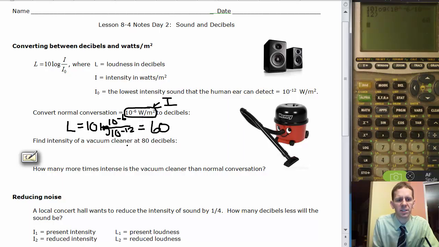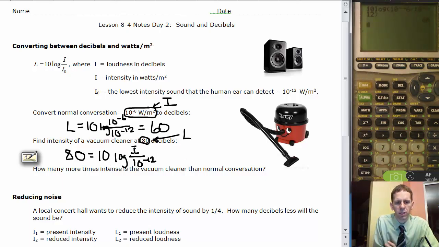To find the intensity of a vacuum cleaner at 80 decibels, which is obviously louder, we're going to convert this to intensity by using the same formula, but this time we know the loudness. It's 80. This value is an L value, and we're going to try to figure out what I is equal to. So back to my equation again. This time I'm going to plug in 80 for L, 10 log of I. I don't know what I is. I'm trying to find the intensity. And I sub 0 is always 10 to the negative 12th power.